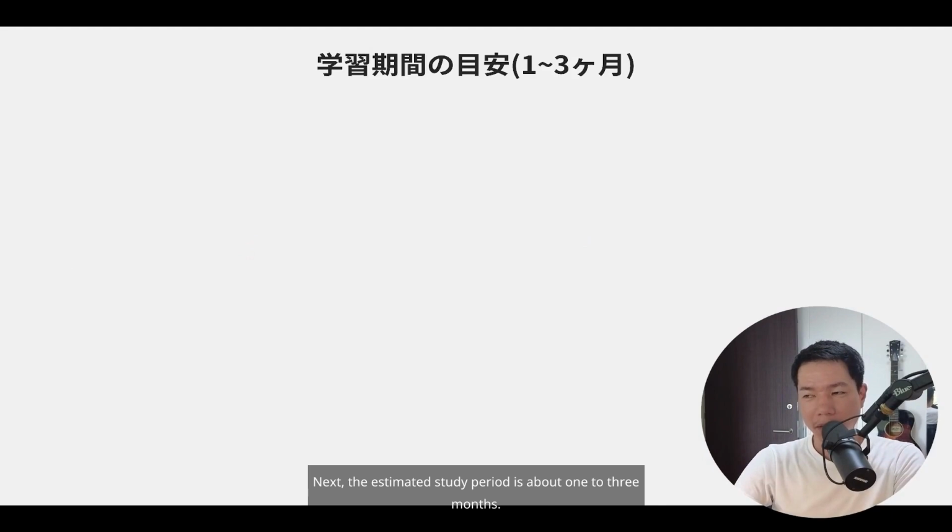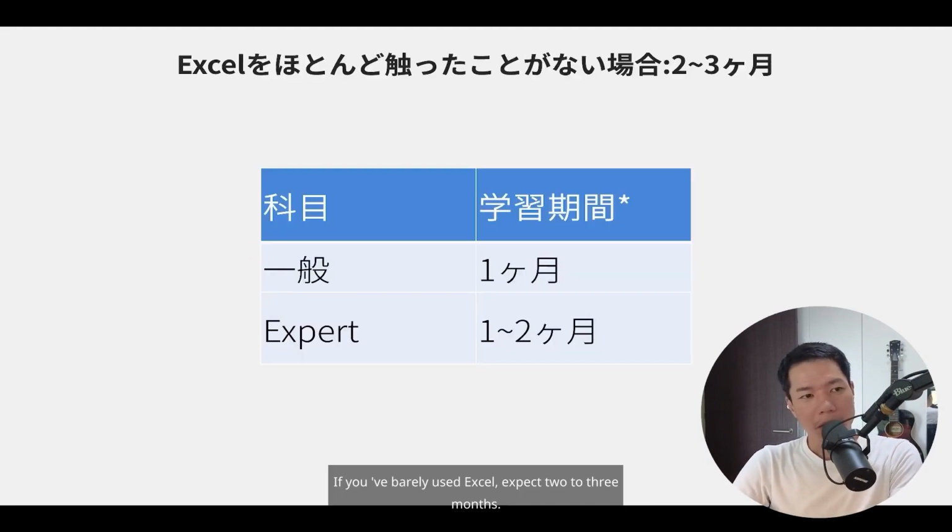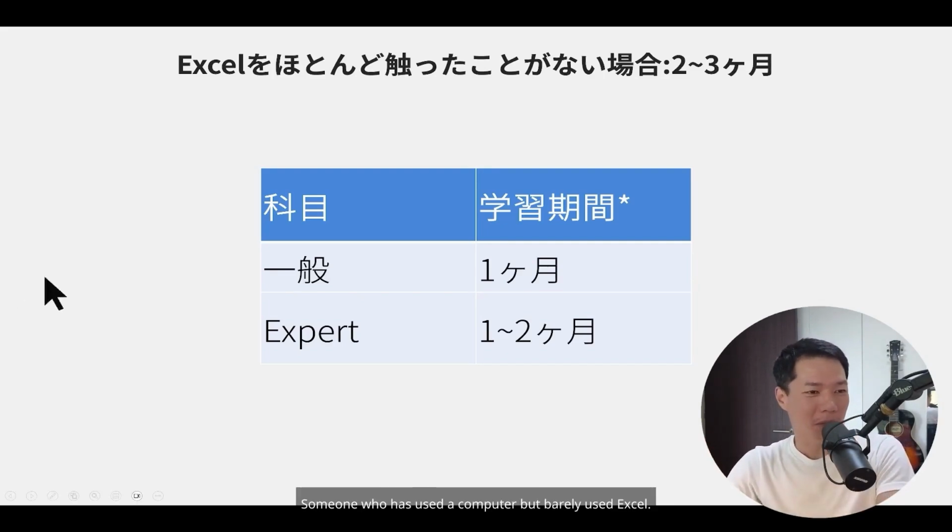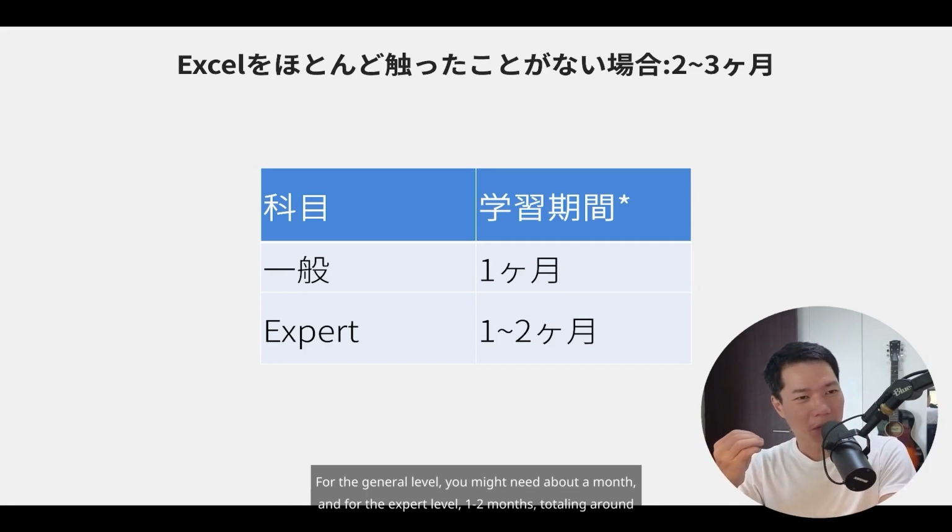Next, the estimated study period is about 1 to 3 months. If you've barely used Excel, expect 2 to 3 months. For computer users new to Excel, expect a month for general skills, 1 to 2 months for expert skills. If you're at the level of not knowing what click means or what the enter key is, then it's going to take a lot more time. Someone who has used a computer but barely used Excel: for the general level, you might need about a month, and for the expert level, 1 to 2 months, totaling around 2 to 3 months.